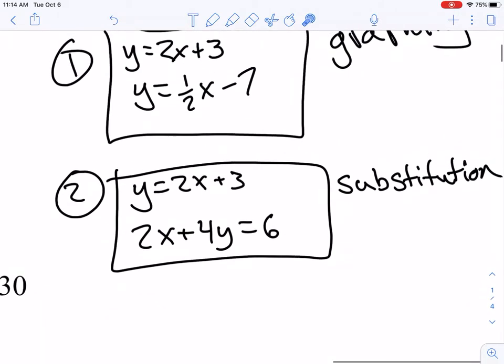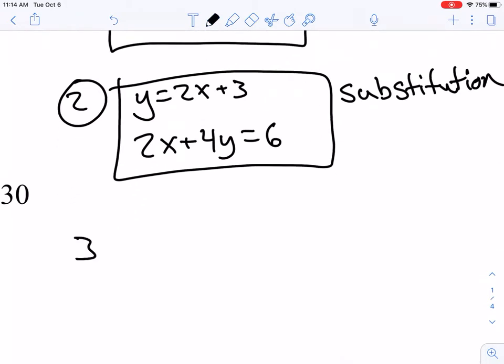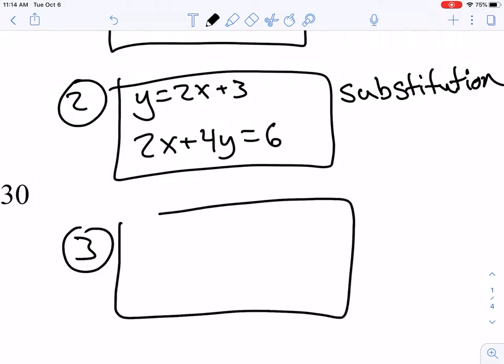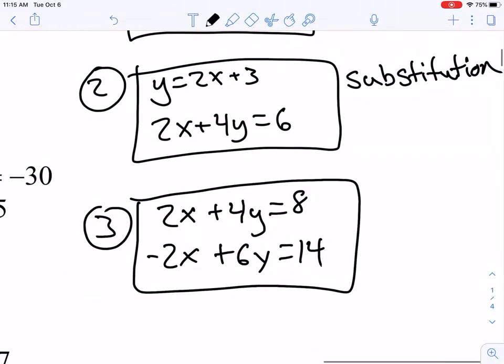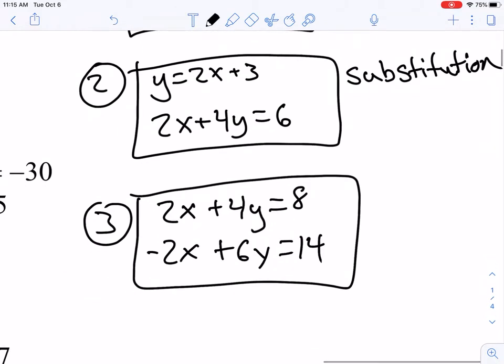So if we have both equations in slope-intercept form, you graph. One equation in slope-intercept and one equation in standard, we substitute. And now in Unit 3, we're going to be working with both equations in standard form. So like 2x plus 4y equals 8 and negative 2x plus 6y equals 14. When we have something like that, then we want to use what's called elimination.